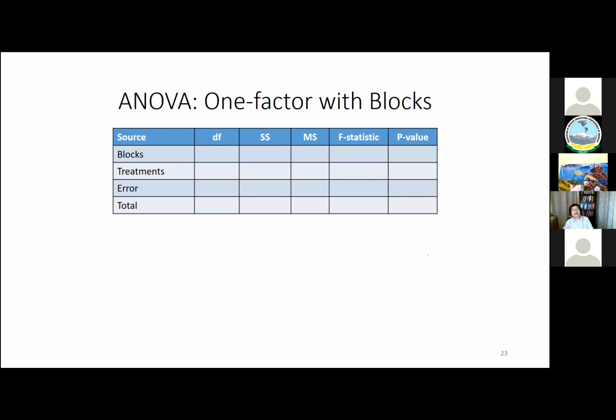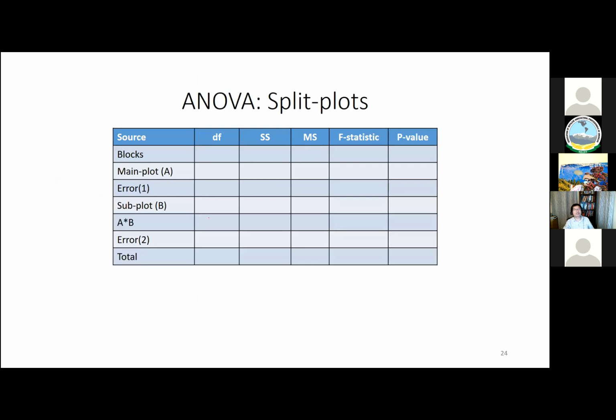With blocks, you can have a blocked experiment. This is typical RCBD, so I'm not going to spend more time. With split plot, you have two different error levels, right? For the main plot, you have error 1, then for the subplot and the interaction between A and B, you have another error level. This is important to recognize. And the subplot level is more precise, right? Because it has more degrees of freedom.